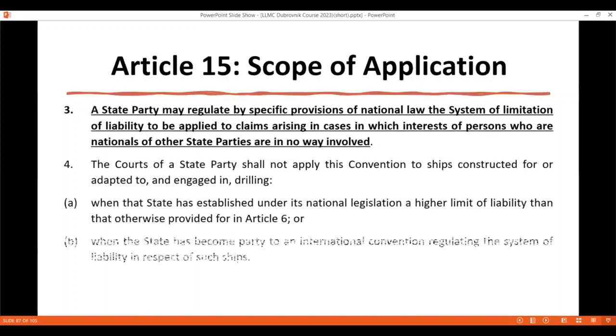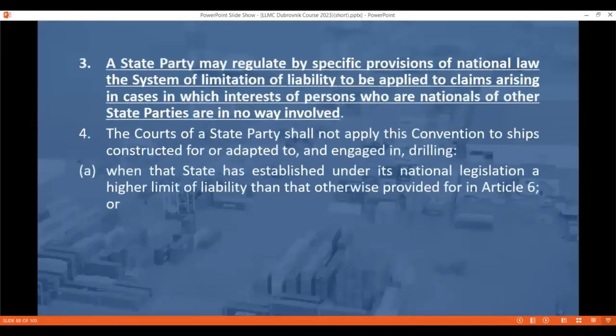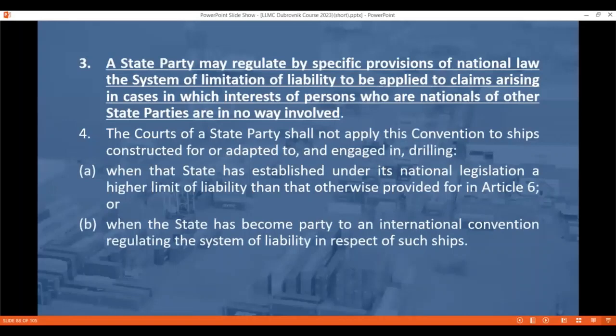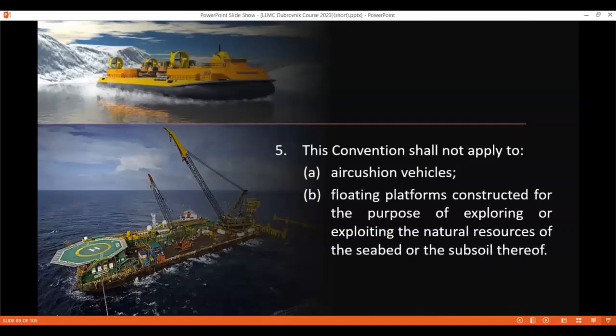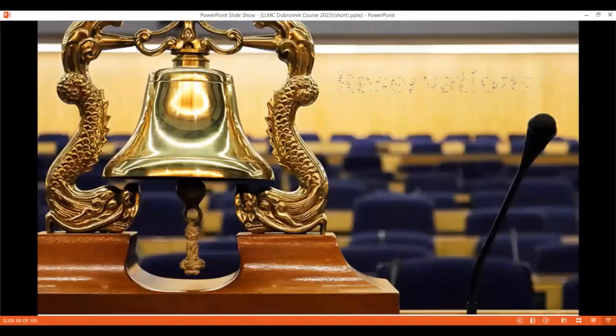Let me see. This is scope. The convention does not apply to air cushion vehicles or floating platforms.